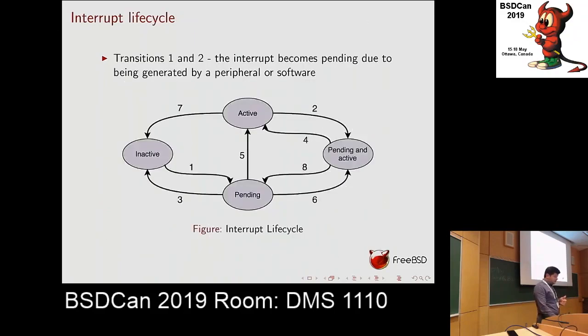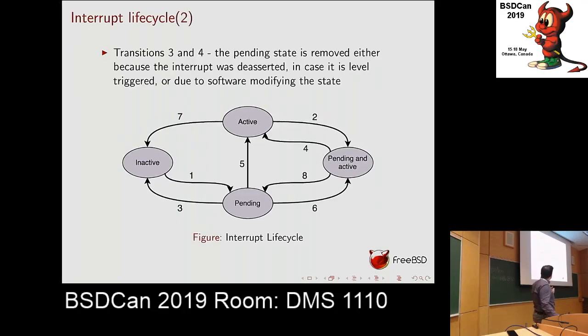The interrupt lifecycle has four states: active, inactive, pending, and pending and active. We have transition one from inactive to pending, and two from active to pending and active. Transitions one and two are done when an interrupt is being generated by a peripheral or software. Further, we have transition three from pending to inactive, or four back from pending and active to active, when the pending state is removed either because the interrupt was deasserted, in case it is level triggered, or due to software modifying the state.